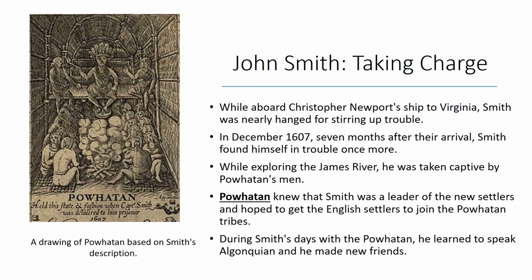In December 1607, 7 months after their arrival, Smith found himself in trouble once more. While exploring the James River, he was taken captive by Powhatan's men. Powhatan knew that Smith was a leader of the new settlers and hoped to get the English settlers to join the Powhatan tribes. During Smith's days with the Powhatan, he learned to speak Algonquian and he made new friends.